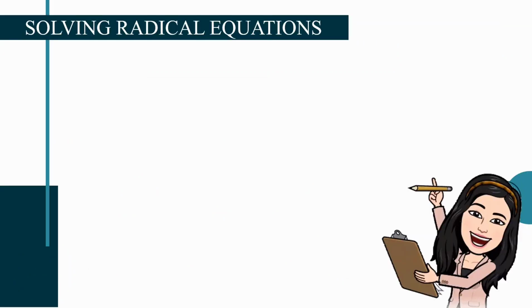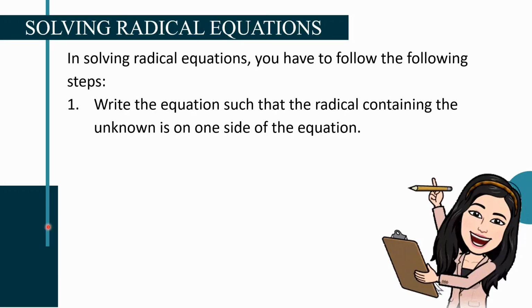In solving radical equations, we have steps to follow. So first, we need to write the equation such that the radical containing the unknown is on one side of the equation. So, the radical that contains a variable should be on one side of the equation. It has no companion, only itself.